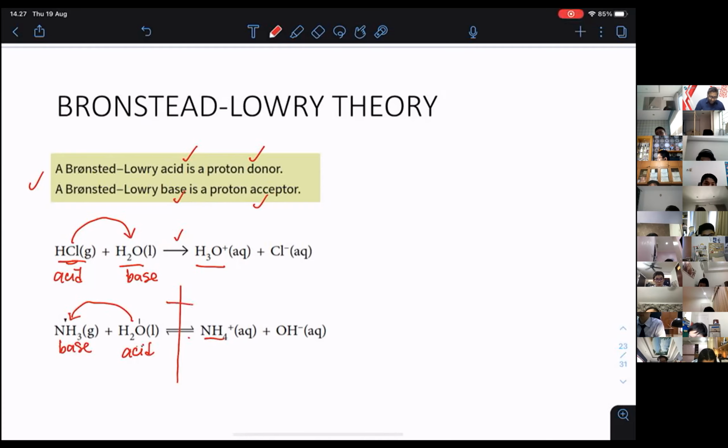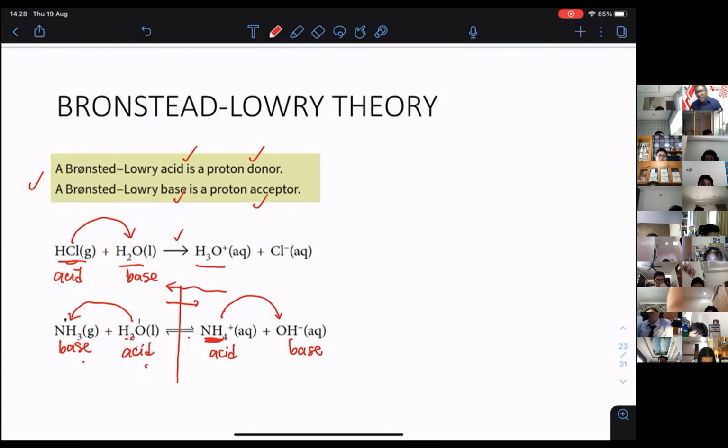When this reaction is moving that way, that is base and that is acid. How about the reaction that is moving this way? It means that this NH4 will donate the H plus to OH to form H2O. So this will behave as an acid. This is going to behave as a base.